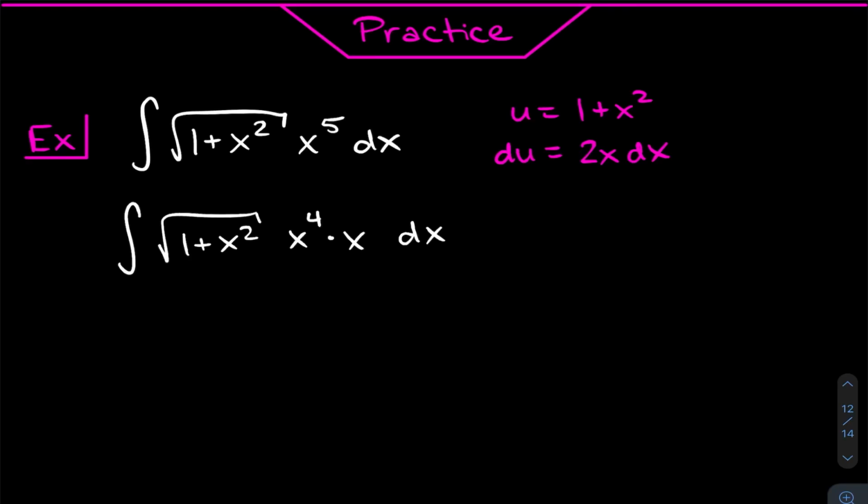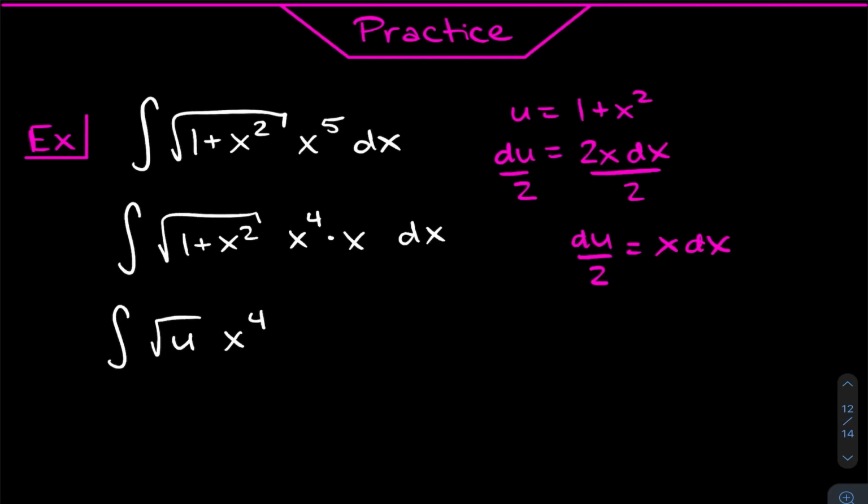So all we have to do now is realize that, oh, well, we don't have a 2x dx, we just have an x dx. And so we can divide by 2 on both sides, getting that du over 2 is equal to x dx. Right? And so this guy ends up being the integral of the square root of u times x to the fourth times, well, this is a du over 2 now, right? This guy becomes du over 2.